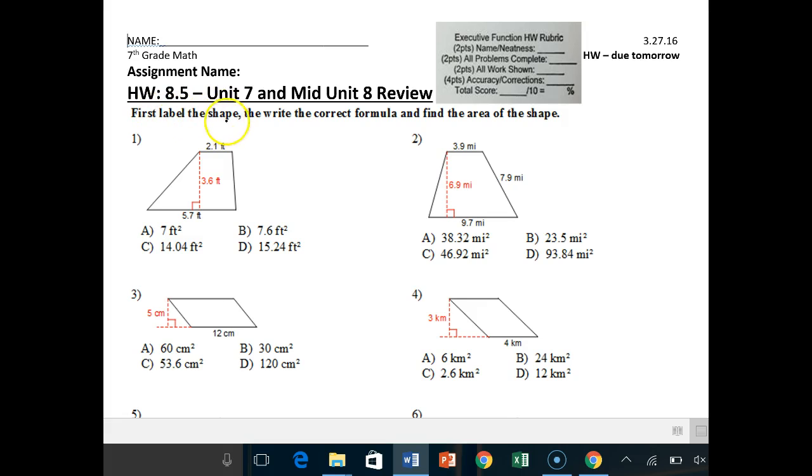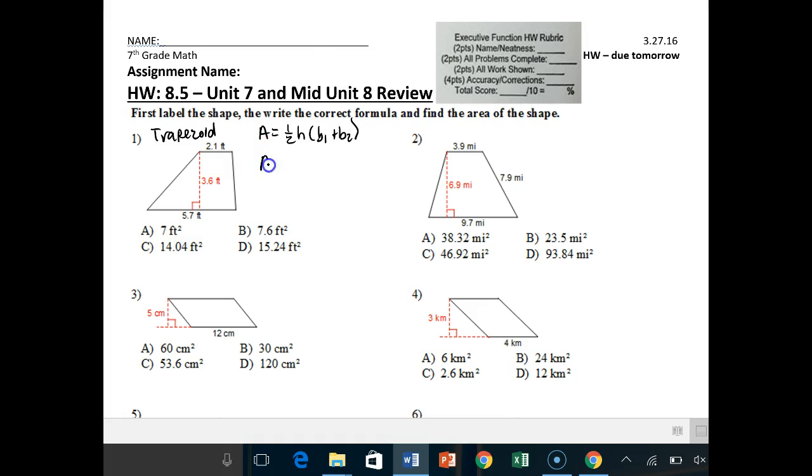So it says first label the shape and write the correct formula. You can find that in your geometry toolbox. And then find the area of the shape. So first I'll label this shape as a trapezoid, because that's what number 1 is. I'll write the formula for trapezoid as A is equal to 1/2 times the height times base 1 plus base 2. All right, you are allowed to use calculators, but I do need to see all the work.